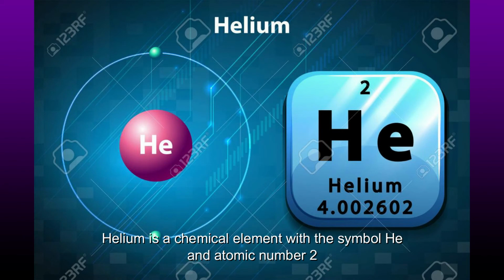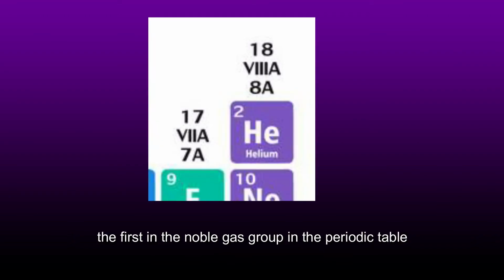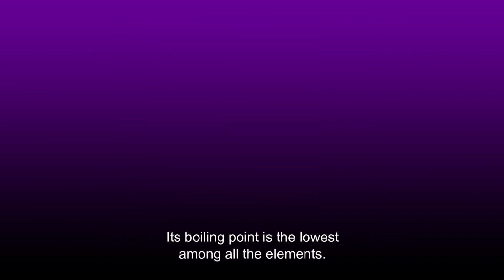The second one is helium. Helium is a chemical element with the symbol He and atomic number 2. It is a colorless, odorless and tasteless, non-toxic, inert, and monatomic gas. It is the first in the noble gas group in the periodic table. Its boiling point is the lowest among all the elements.